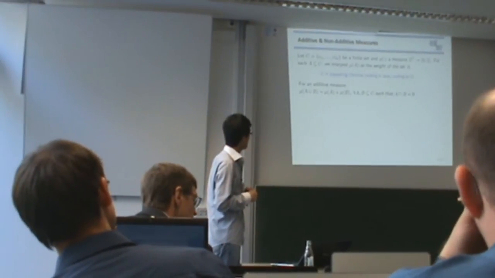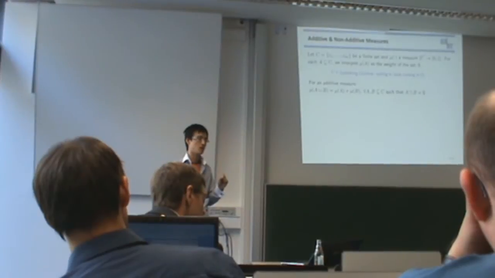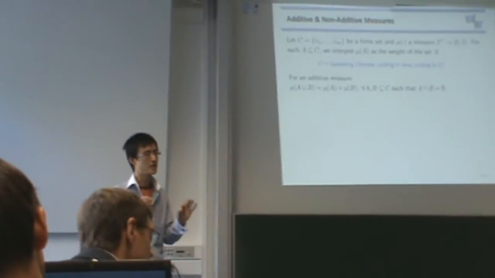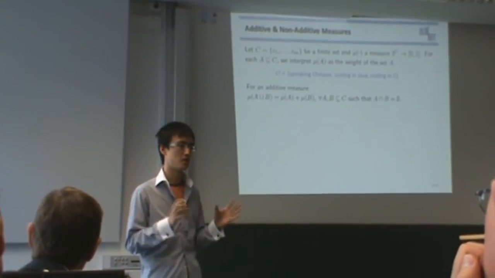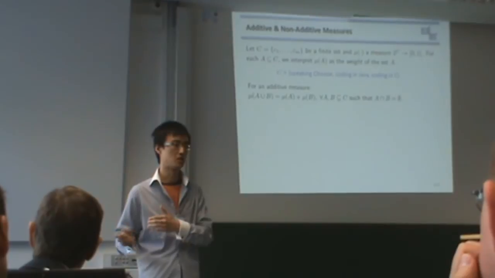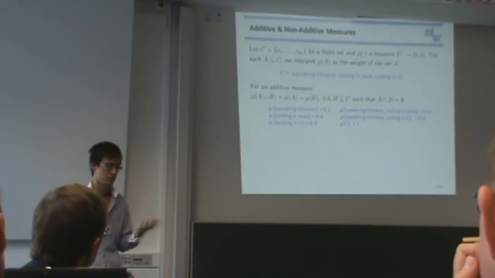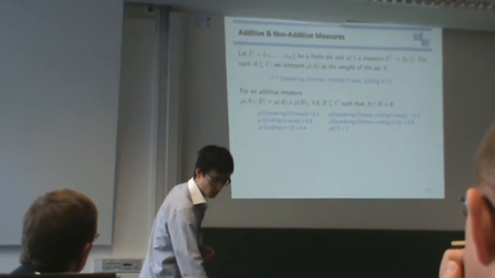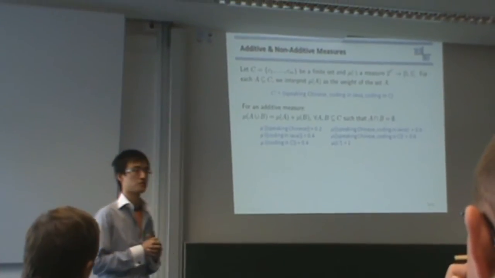For an additive model, as long as the two sets are disjoint, the weight of the set A union B is the same as the weight of A plus the weight of B. Here's an example. Let's say the weight of speaking Chinese is 0.2 and the weight of coding Java is 0.4, then the weight of speaking Chinese and coding Java is 0.6.